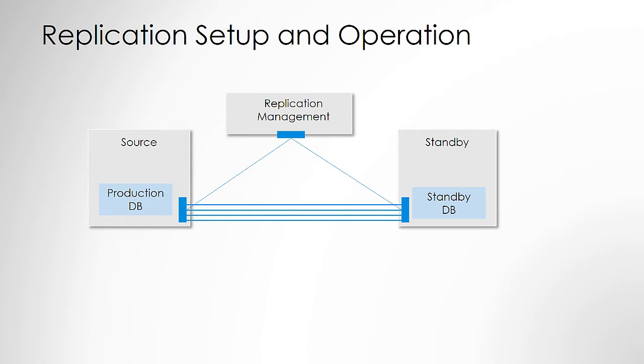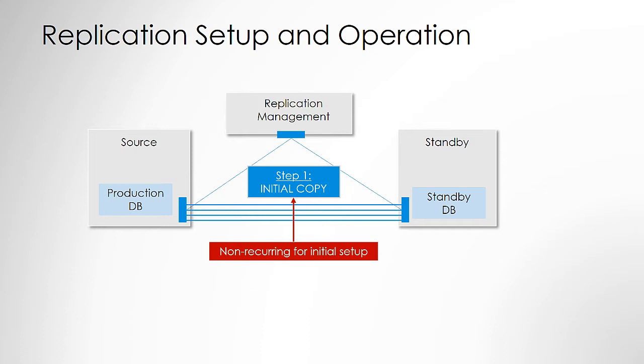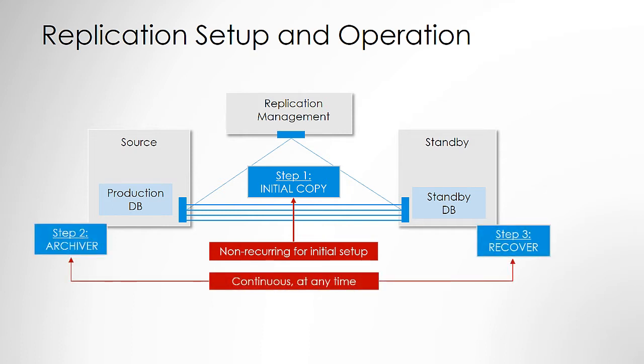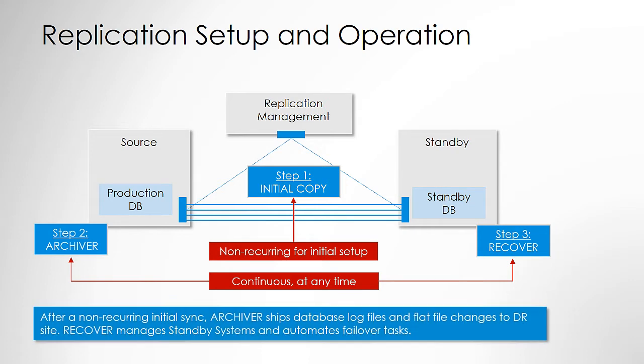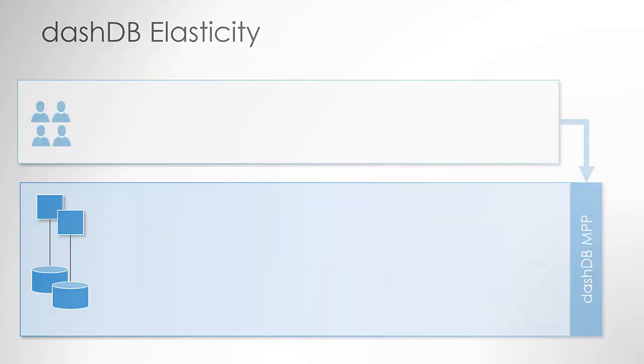Libelle utilizes small agents on source and standby systems to build and maintain replication. The key is full-scale automation when building and maintaining the standby landscape. There are 3 steps to build and maintain the replication: a one-time initial synchronization from production to standby known as the initial copy, a process for shipping log files from source to standby known as the archiver, and a process for roll-forward recovery on the standby system known as recover. Libelle BusinessShadow stands out as one of the most reliable standby database solutions on the market.